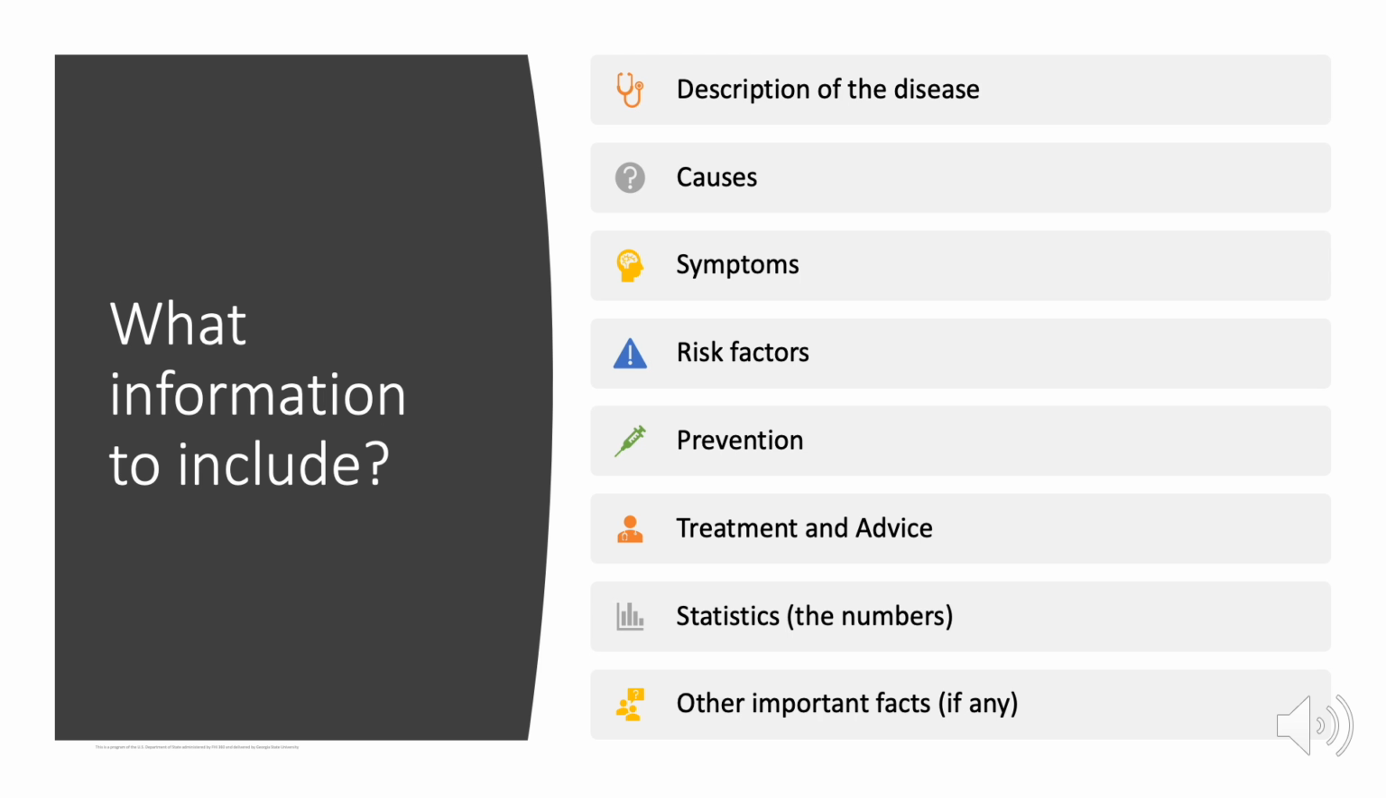But generally, the information you need is: one, a description of the disease, a very short description; the causes of the disease, the symptoms of the disease, the risk factors, prevention of the disease, if any, the treatment of the disease, and some advice you might give to the population, some statistics.